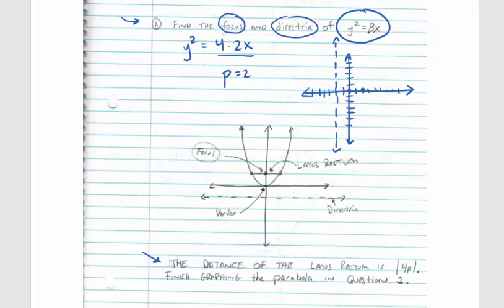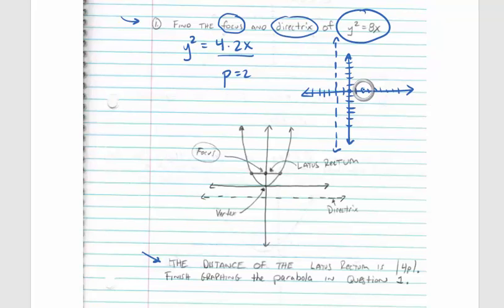So the distance across the latus rectum is 4p. Well, we know the p-value is 2. That means the distance across the latus rectum here is going to be 8. So if I come to my focus here, I want to go an overall distance of 8, which means I want to start here and go up 4 and down 4.